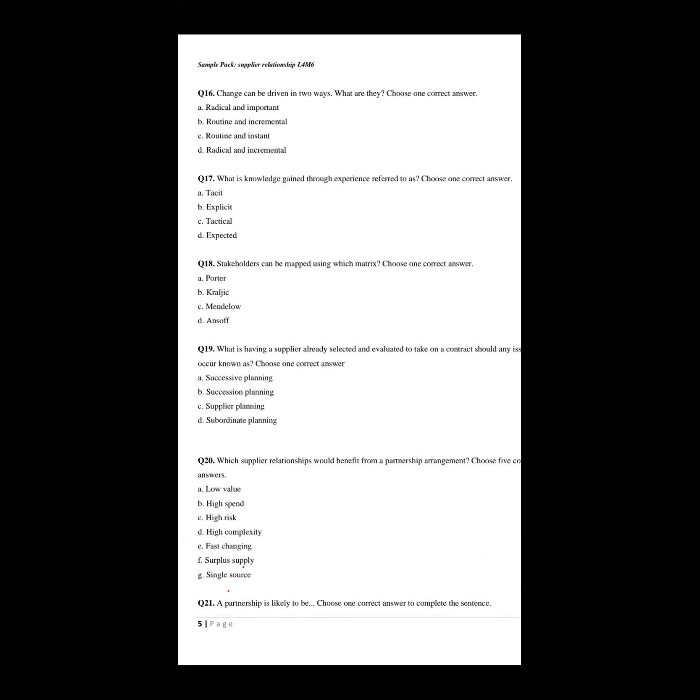Change can be radical. If it is radical, it's transformational. Some call it big bang change. It's radical, and that can lead to resistance. If you want to bring an immediate change, forcing change immediately, it can lead to so much resistance.